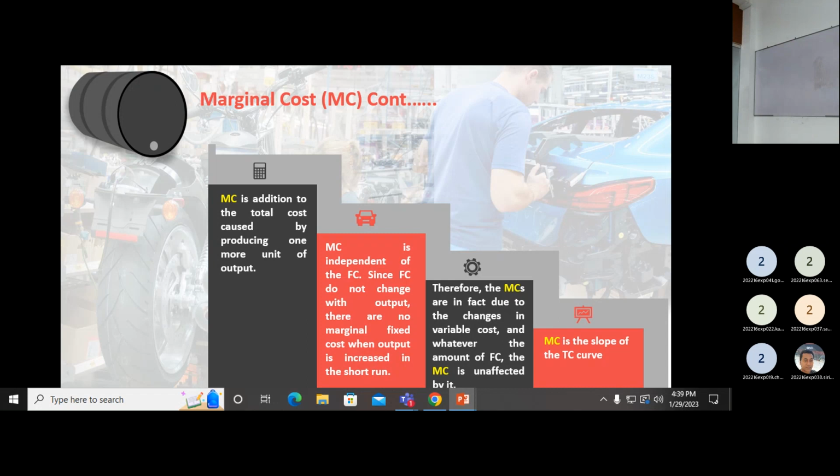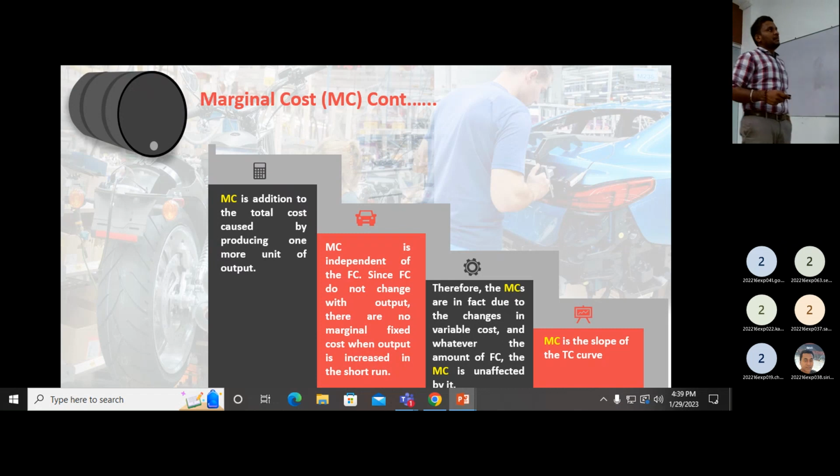Right? Then here it says, units of the fixed cost do not change with output. There is no marginal fixed cost when output is increasing in the short run. We don't have something called marginal fixed cost. It's fixed. Either you produce or not, it's fixed. So marginal cost only considers the variable portion. Therefore, you could say marginal costs are in fact due to changes in variable cost, and whatever the amount of fixed cost, the marginal cost is unaffected by it, because marginal means changing, right? Fixed cost, is it changing? No, only the variable cost. So accordingly, we are considering variable cost.